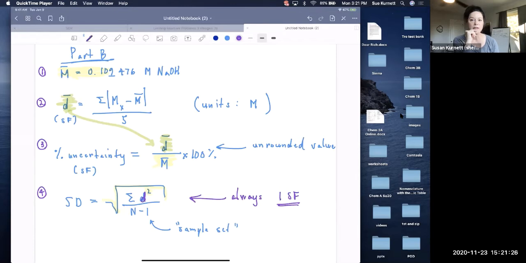Good question. Okay, so any more questions on part B or these typical calculations? Because we're going to do all these same calculations in part C with the percent of acid in a mixture, and part D with the percent of acid in a different mixture called vinegar.